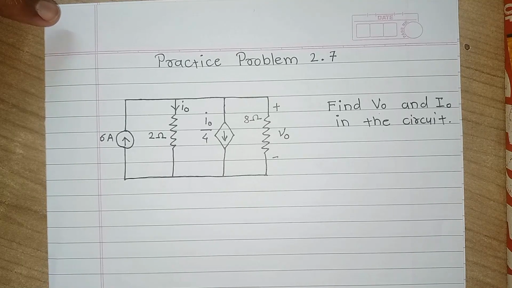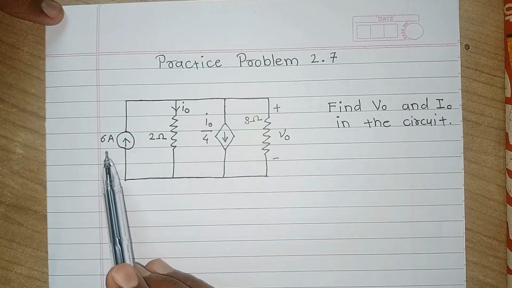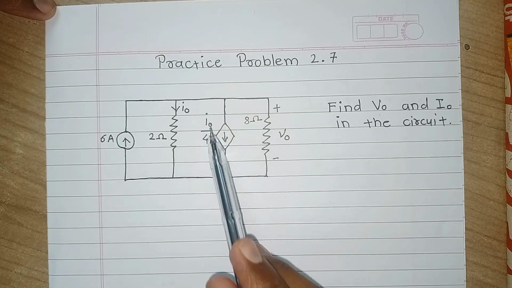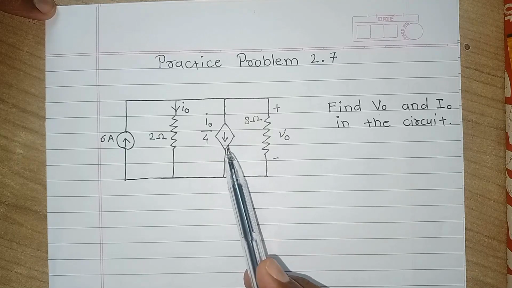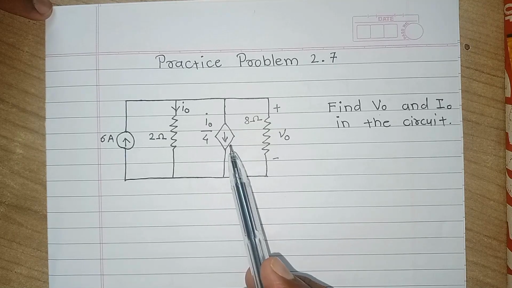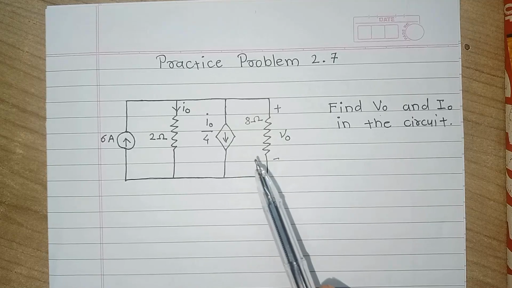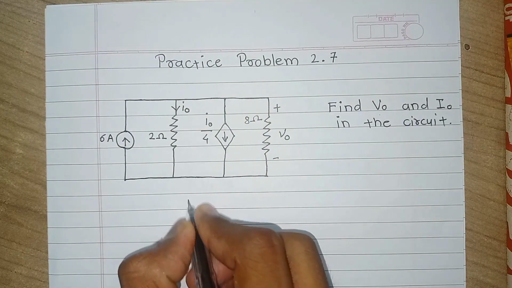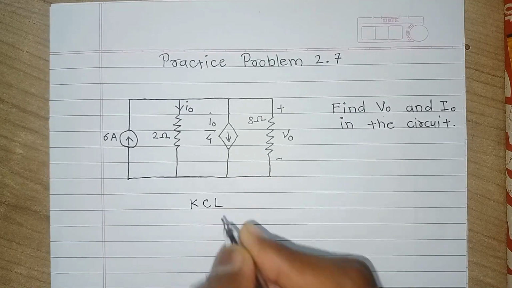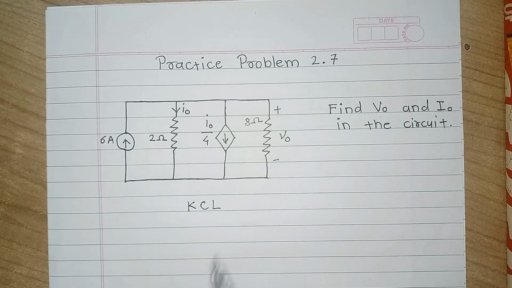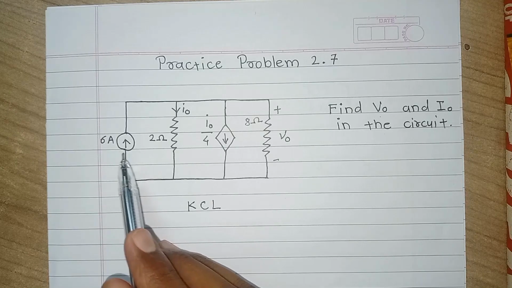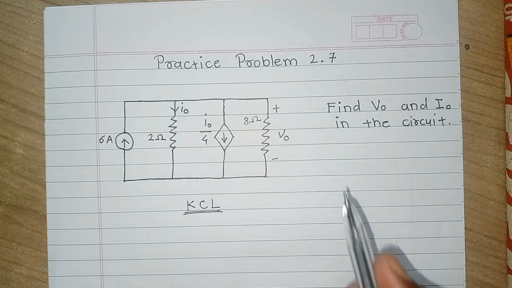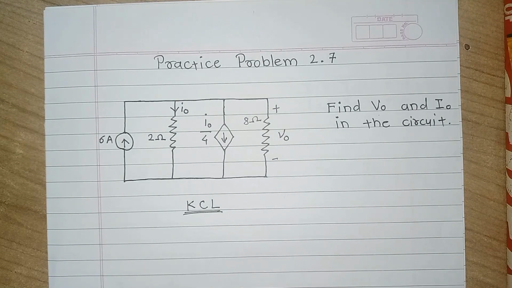In this example, two sources are given. One is a 6 ampere source, which is a current source, and another is an I0 by 4 source. This is a current dependent current source. So we will use Kirchhoff's current law to solve this example because two current sources are given. It will be easier to find the solution of this problem with Kirchhoff's current law.